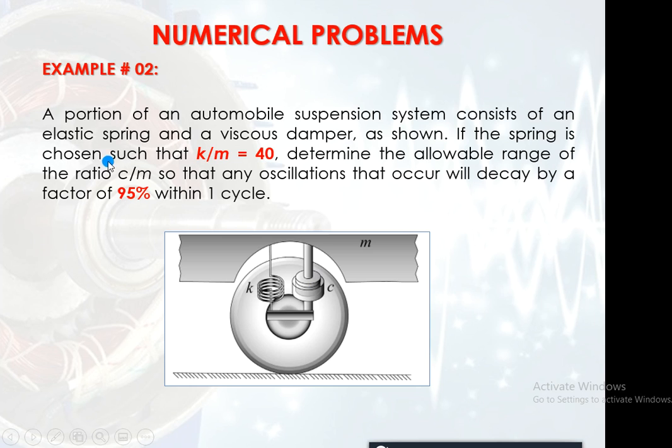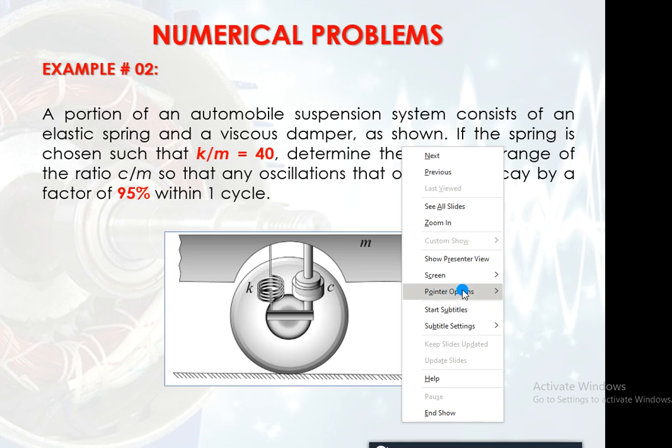If the spring is chosen such that K over M is equal to 40, that means the ratio of stiffness element to the mass of the body is 40, determine the allowable range of the ratio of C over M. If K over M is equal to 40, then we have to determine the ratio of the damping coefficient to mass, so that any oscillation that occurs will decay by a factor of 95% within one cycle only.